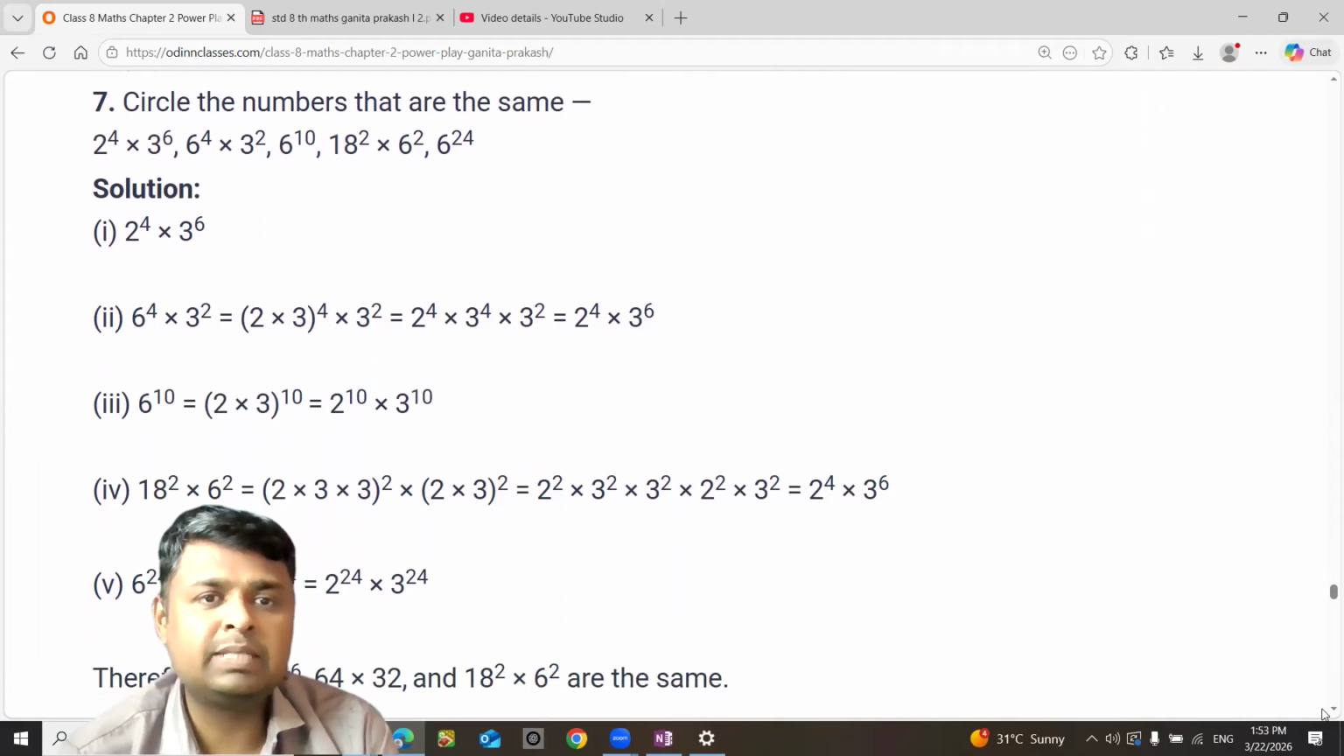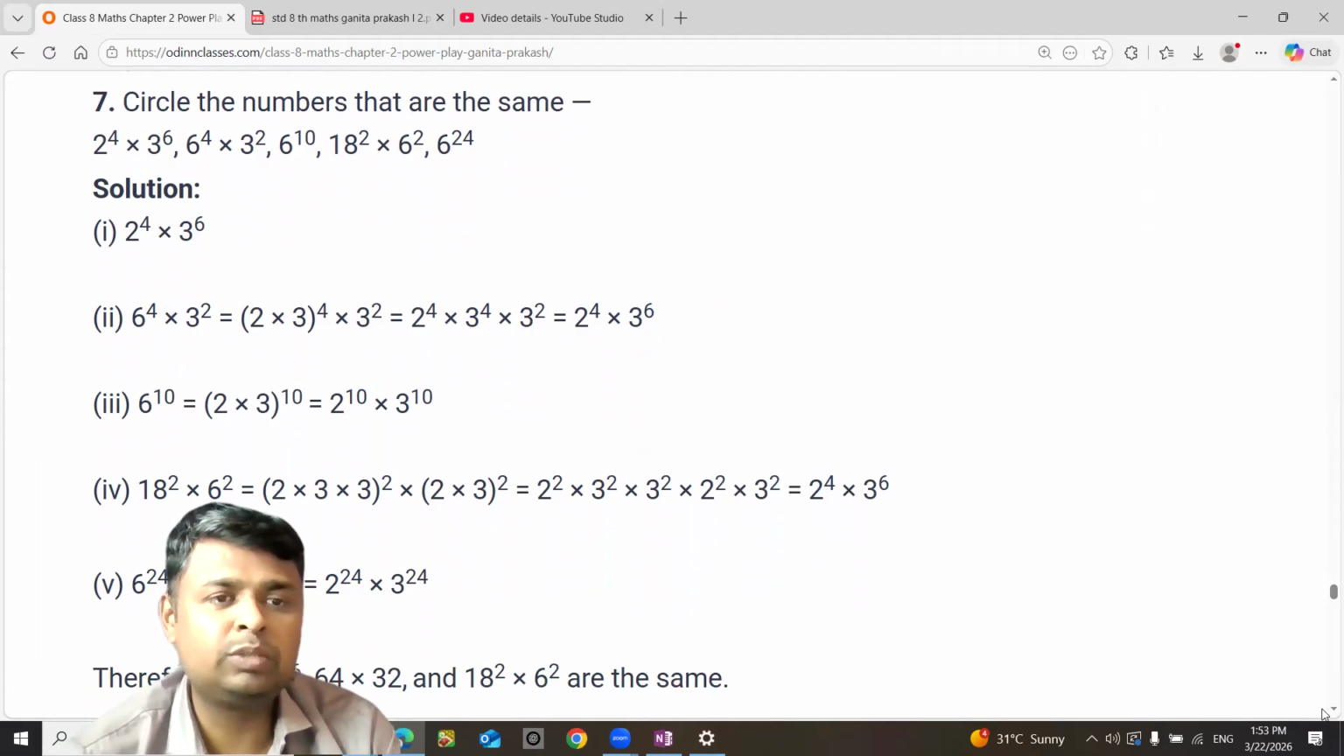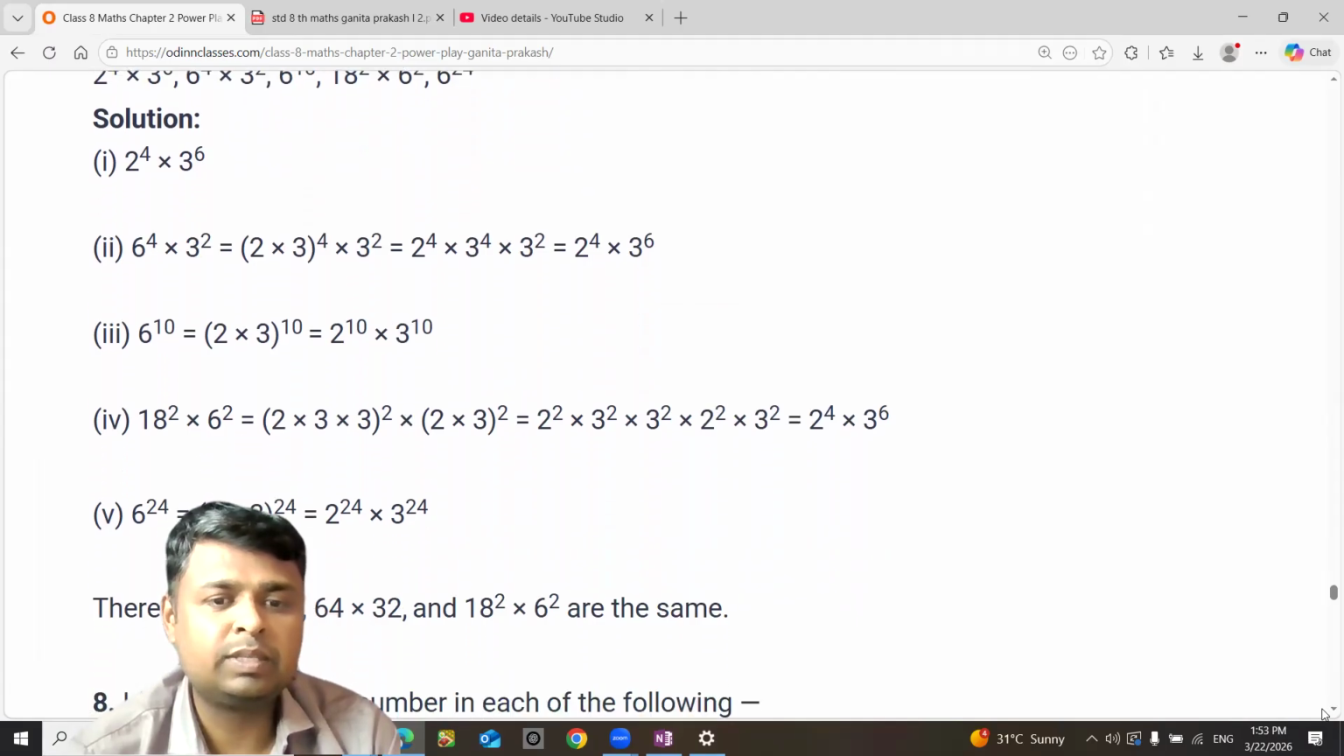Now circle the numbers that are the same. So 2 raised to 4 into 3 raised to 6. So you see the numbers. 2 raised to 4 into 3 raised to 6, 64 and 3 raised to 6, 32. 64 and 32. So 18 raised to 2, 18 square and 6 square are the same.